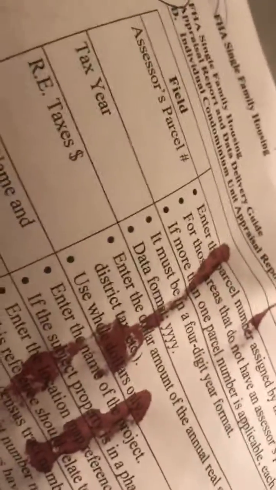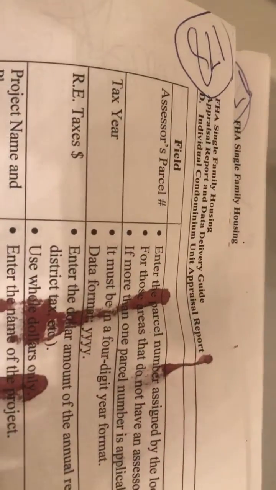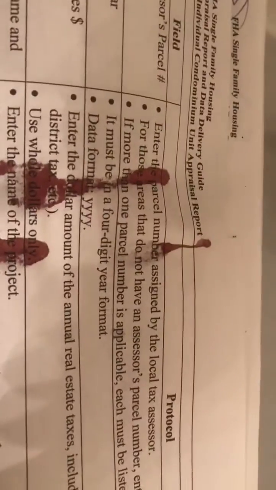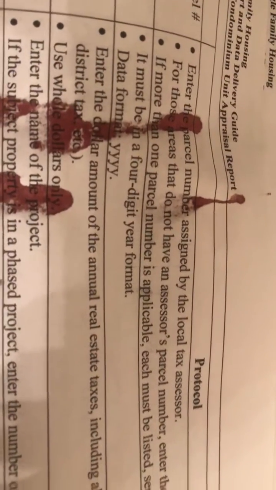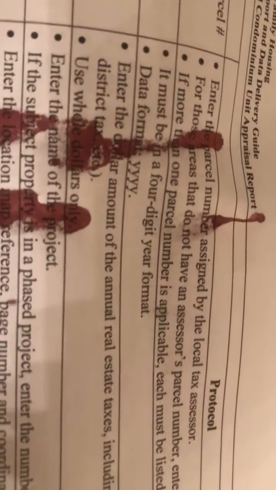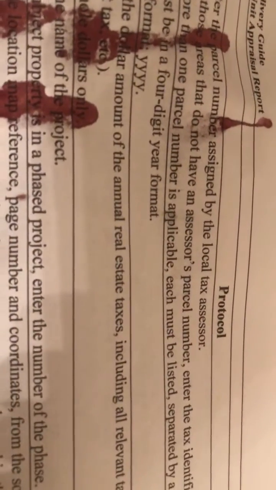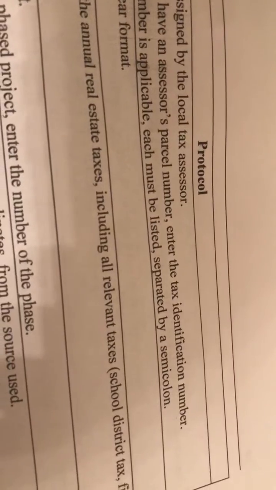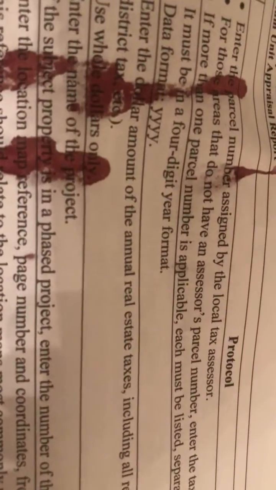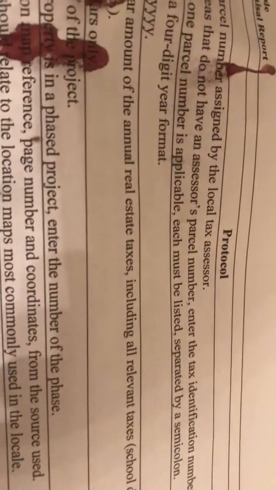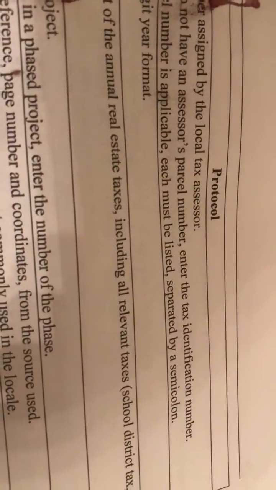FHA SFR Appraising Handbook 4000.1, page 178. Field: Assessor's parcel number. Protocol: enter the parcel number assigned by the local tax assessor. For those areas that do not have an assessor's parcel number, enter the tax identification number. If more than one parcel number is applicable, each must be listed, separated by a semicolon.